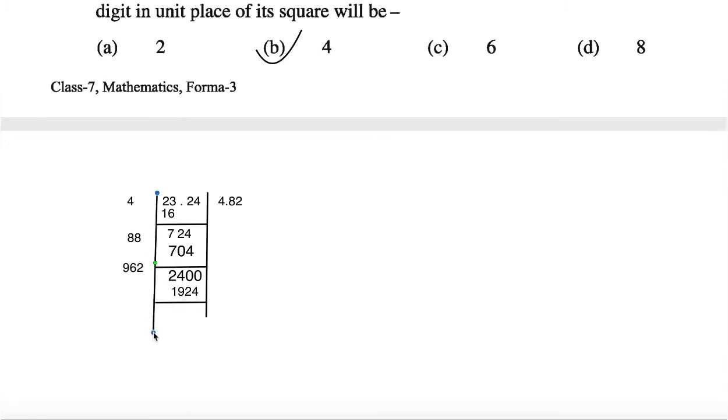He told 2 decimal places, right? So you need to make one more. What is the difference here? 2400 minus 1924. 476 is the difference. 476. Again you have to put 2 zeros. Okay. This is 964. 962 plus 2, 964. Now we have to see which number.